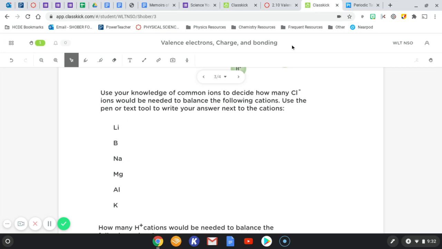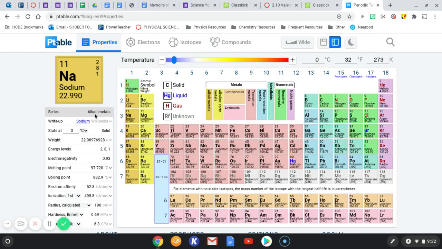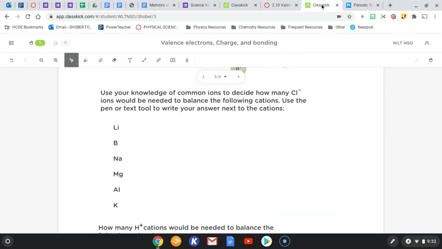So if I look at Li, Li is here also in group 1. And so group 1, we know, has a +1 charge. So if I have a +1 Li and a -1 Cl, well, that's going to be pretty easy to balance out because they have equal but opposite charges, right?